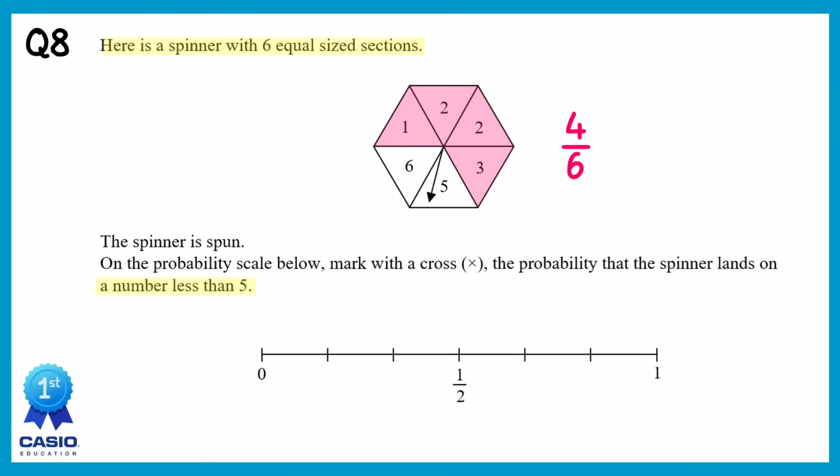So we're looking for the probability 4 out of 6, and we need to mark it on this probability scale. Since this scale has been split into 6 equal sections, each of them must represent 1/6. So we've got 1 out of 6, 2 out of 6, 3 out of 6, 4 out of 6, and 5 out of 6. So we're looking for 4 out of 6, so we mark a cross on the scale here.